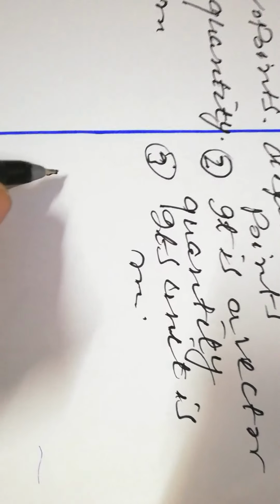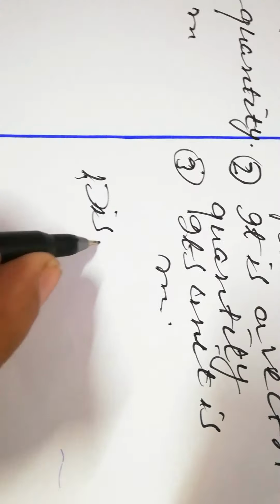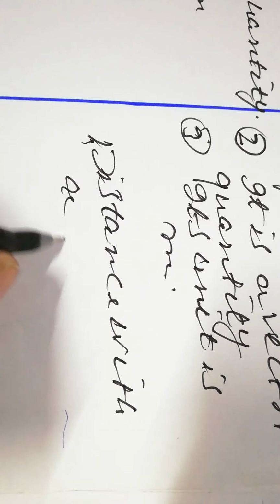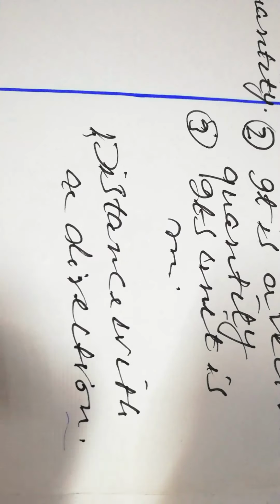And the important thing you must know is that distance is a scalar quantity because there is no need of direction. And displacement is distance with its direction. Write down: displacement is distance with a direction. So that is the difference between distance and displacement.